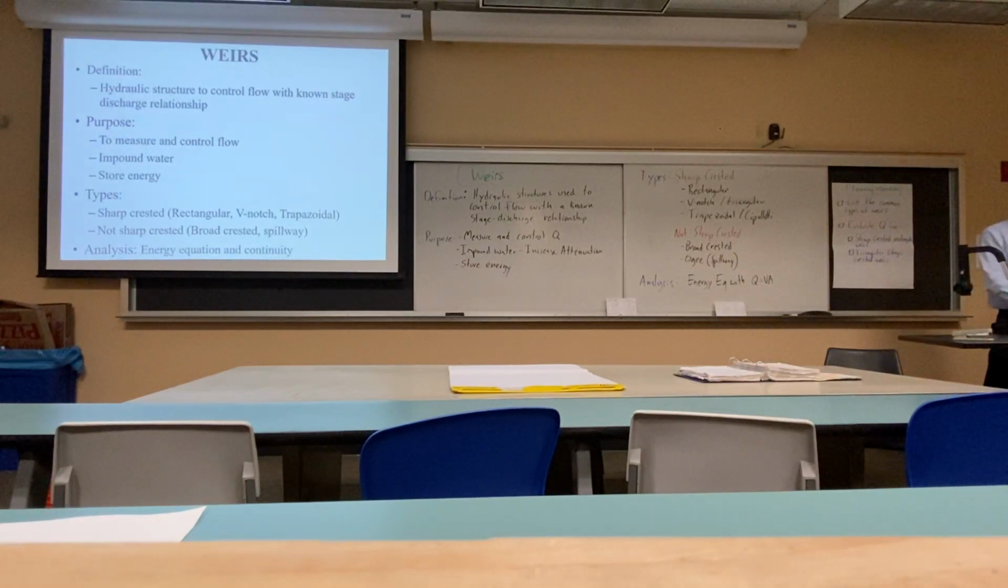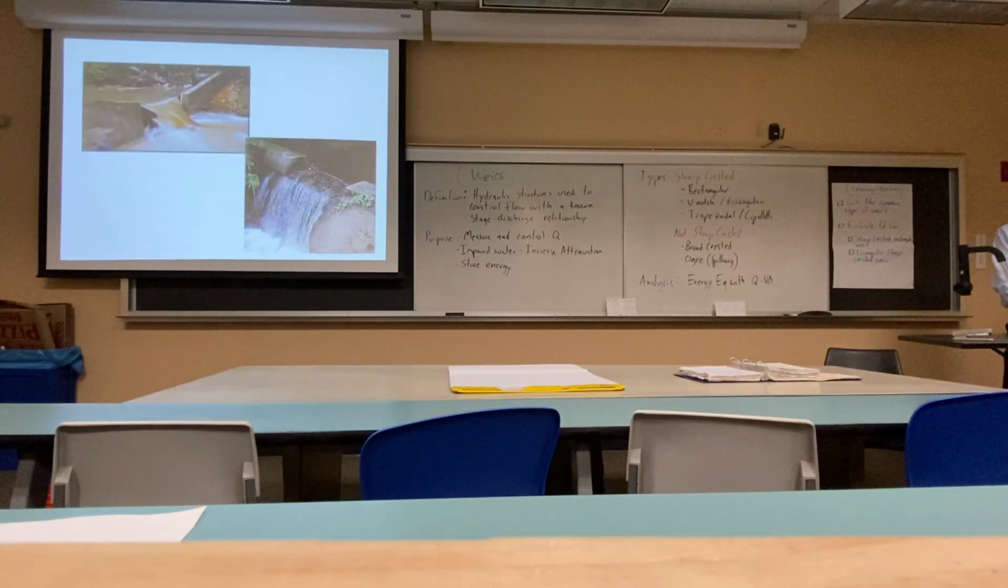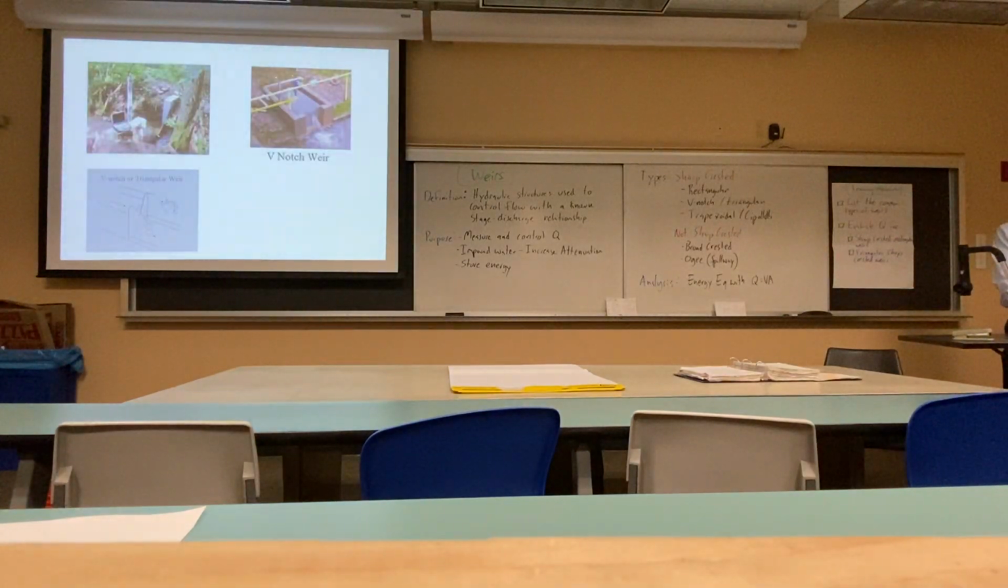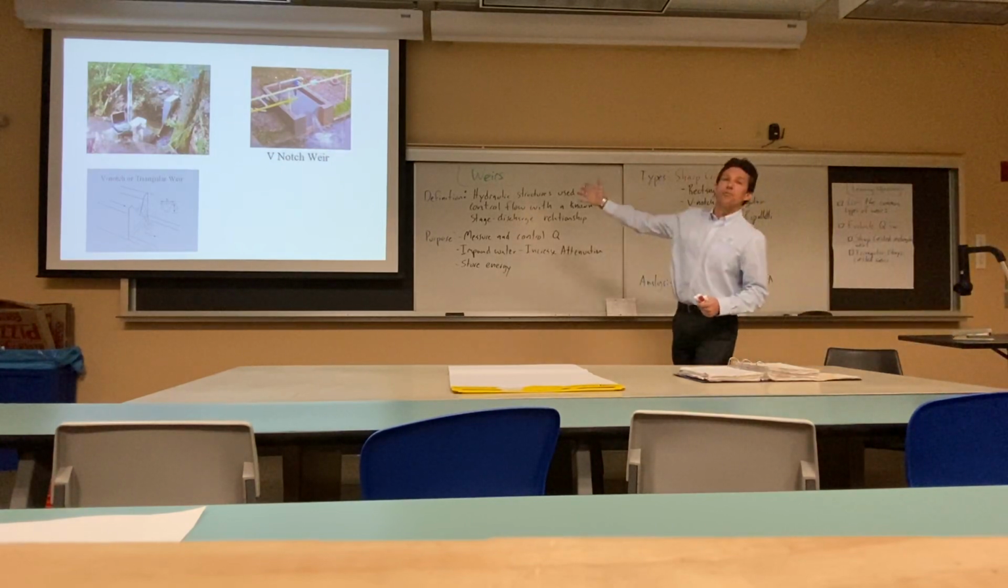So let me give you a couple of examples. On the PowerPoint here, you can see that that's a trapezoidal sharp-crested weir, that's a Cipolleti weir. These are more rectangular sharp-crested weirs made out of concrete. Then we have V-notch weirs. Those are usually a steel plate. And you've probably seen this before, right?